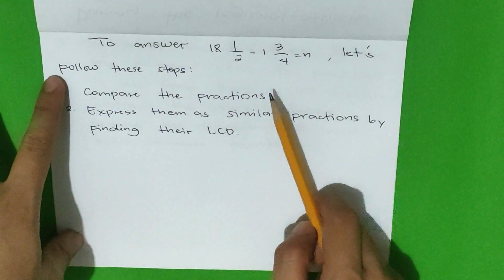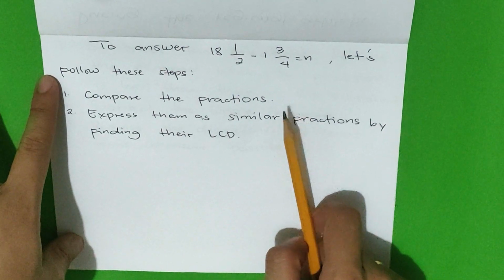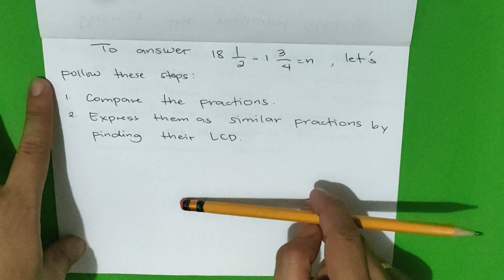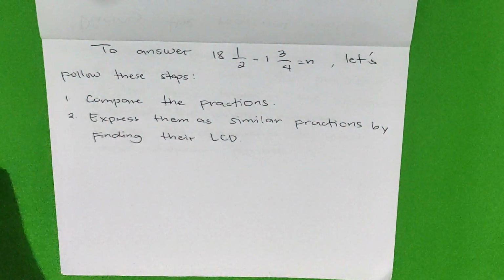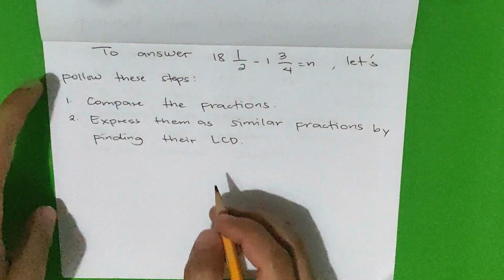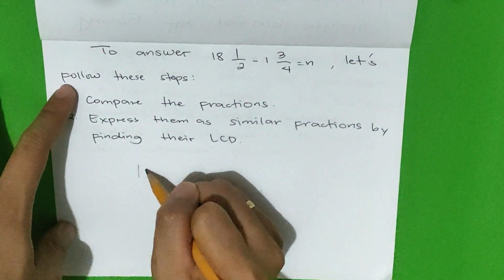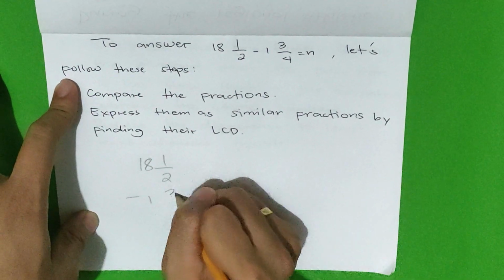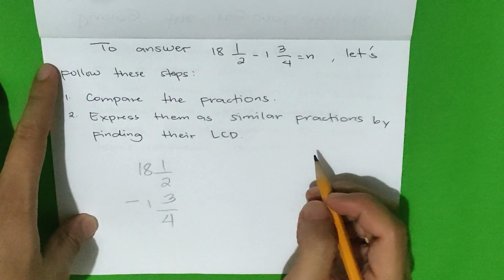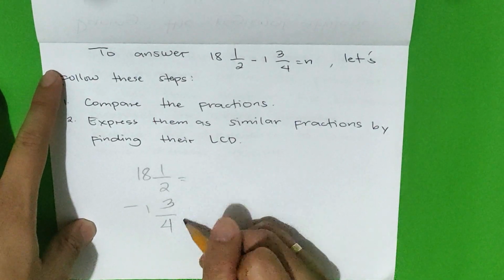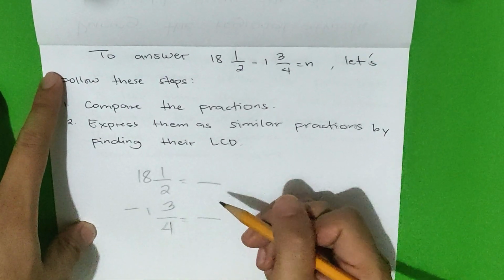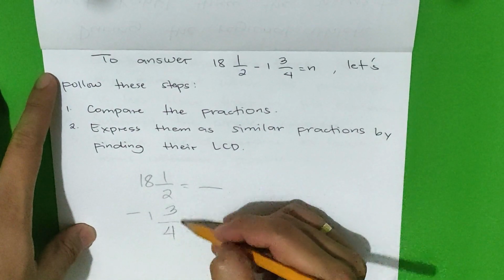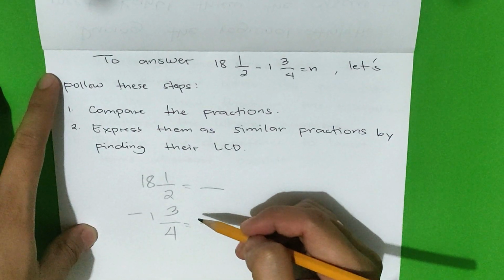18 and 1/2 minus 1 and 3/4 equals n. Step 1 and step 2: compare the fractions, and express them as similar fractions by finding their LCD. So first we have to align our fractions, 18 and 1/2 minus 1 and 3/4. And now, let us find the LCD since our set of fractions are dissimilar fractions. So what do you think is the LCD of 2 and 4?